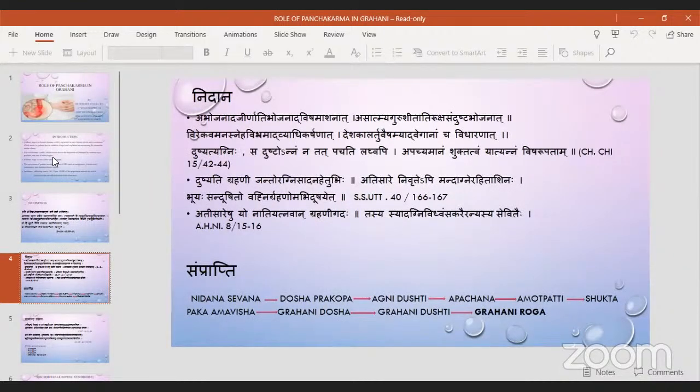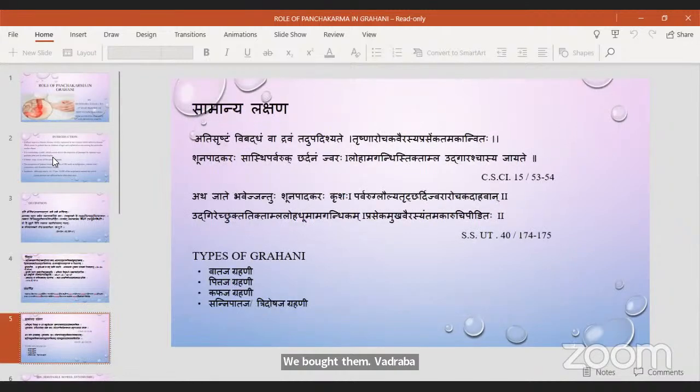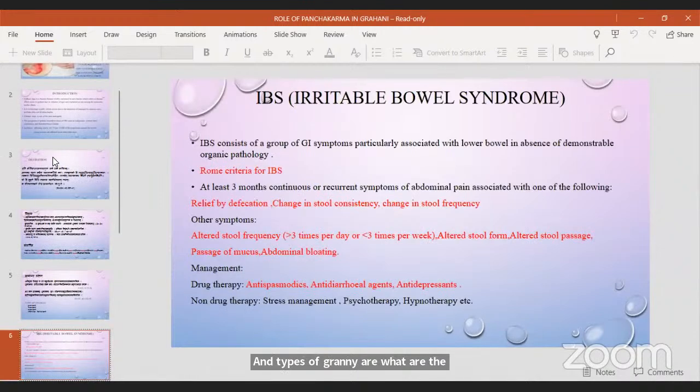Samanya lakshanas are atisrushtam vibaddham dravam, trushna, arochaka, vairasya, praseka, kasa, shwasa, jwara, chardi, loha, amagandhi, tikta amla udgara. The types of Grahani are vataja, pittaja, kaphaja, and sannipataja. The lakshanas of Grahani can be correlated to IBS. IBS means irritable bowel syndrome.